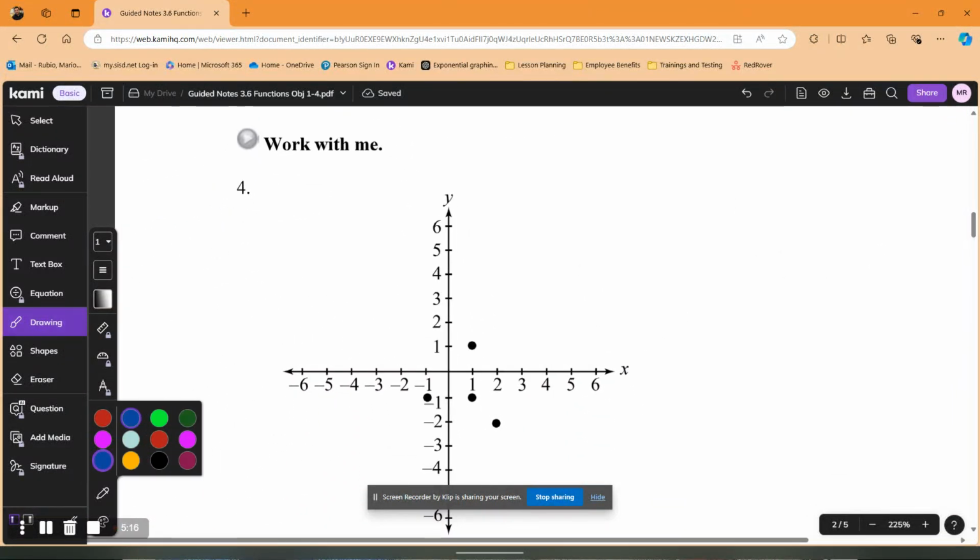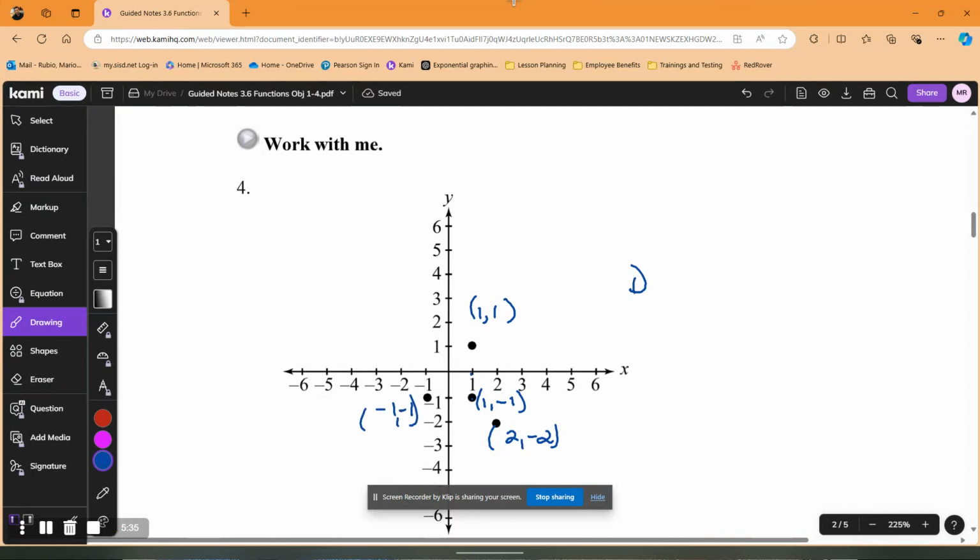So remember, if we had to look at the domain, we need the x and y coordinates. So this is 1 comma 1. This one is 1 comma negative 1. This one is 2 comma negative 2. And then this one over here is negative 1 comma negative 1. So look at our domain.